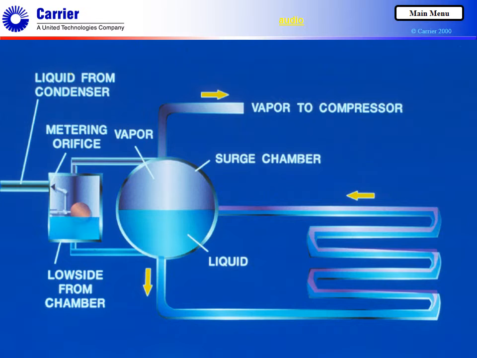Flooded evaporators normally make use of a low-side float. The low-side float is considered one of the best metering devices available for flooded evaporators, whether large or small. It gives excellent control, and its simplicity makes it very reliable. It can be used with any refrigerant.